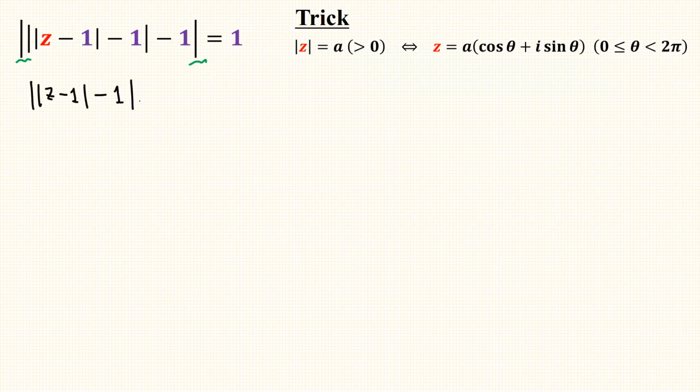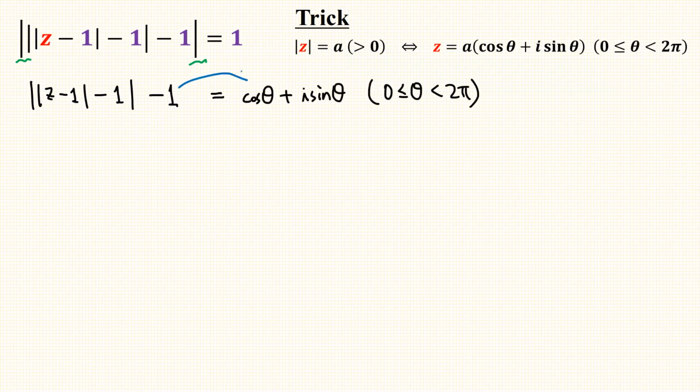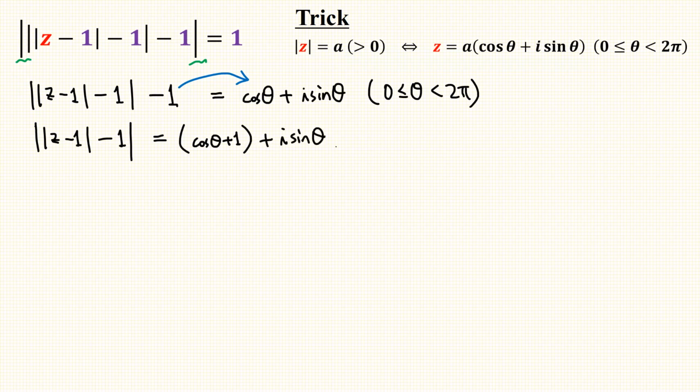Then we have this expression equals cosine theta plus i sine theta. Moving 1 to the right hand side, we have this term equals cosine theta plus 1 as the real part and sine theta as the imaginary part. But here, the left hand side is an absolute value of some complex number, so it is a real number. This means that the right hand side must also be a real number, so the only possible values are when this imaginary part becomes 0.